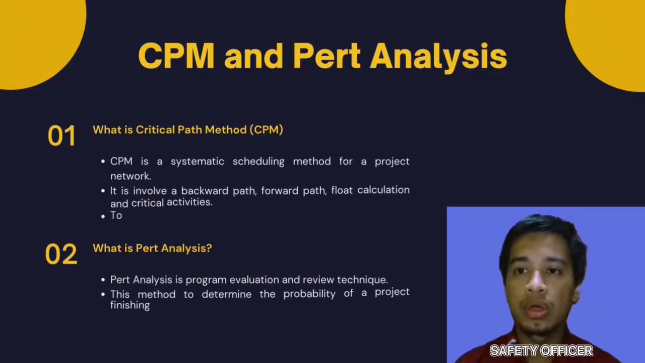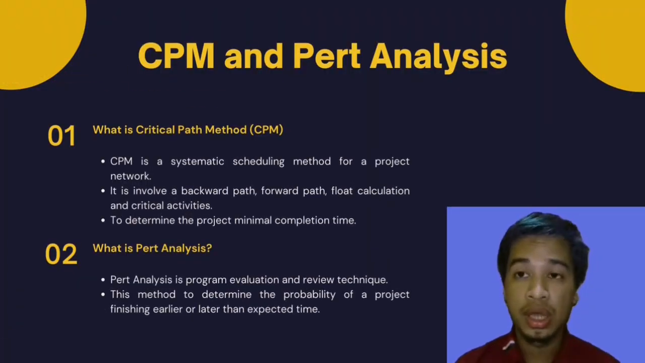Now I will talk about CPM and PERT analysis. CPM is a systematic scheduling method for a project network. It involves a backward path, forward path, float calculation, and critical activity. So this method is to determine the project minimum completion time.